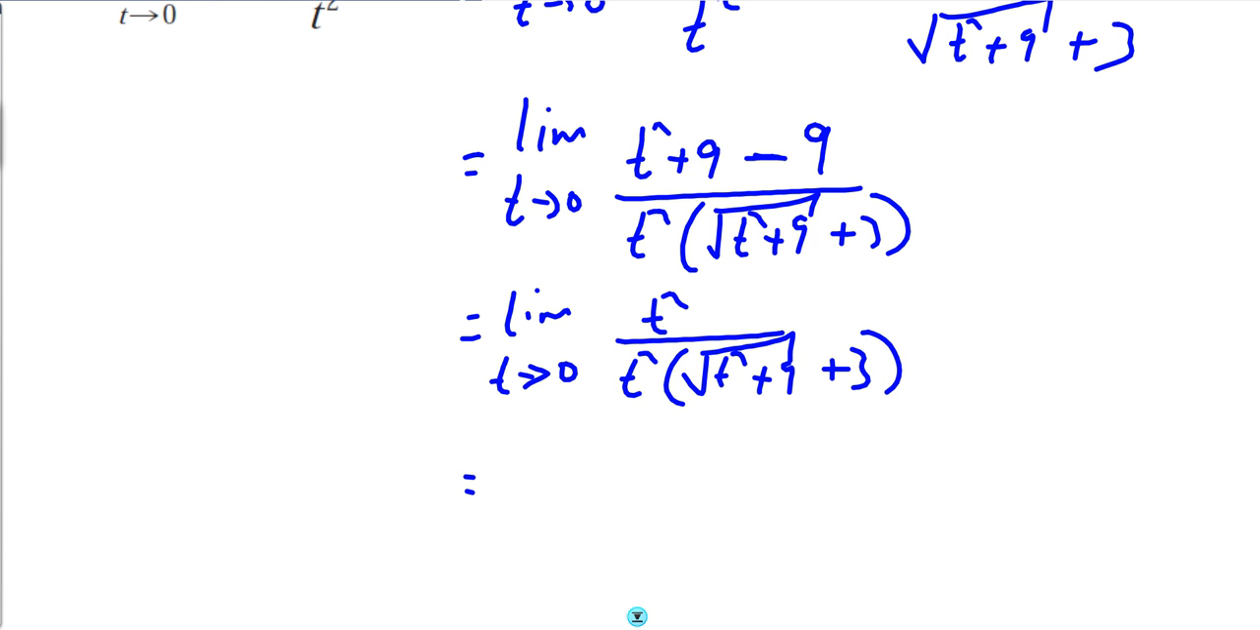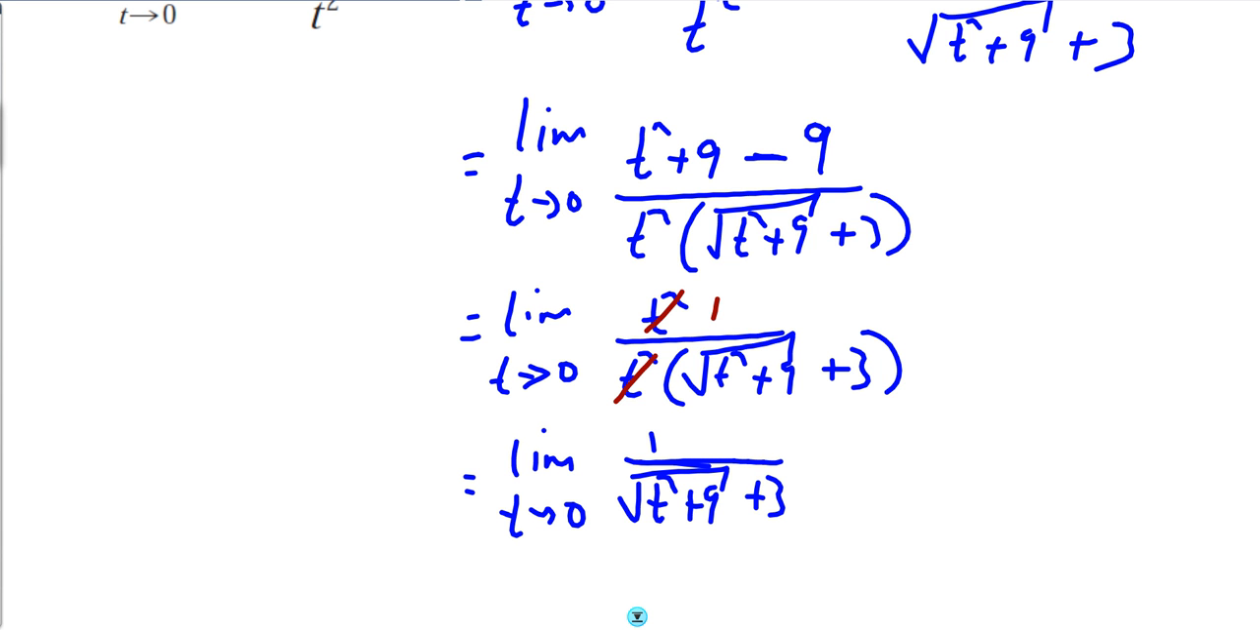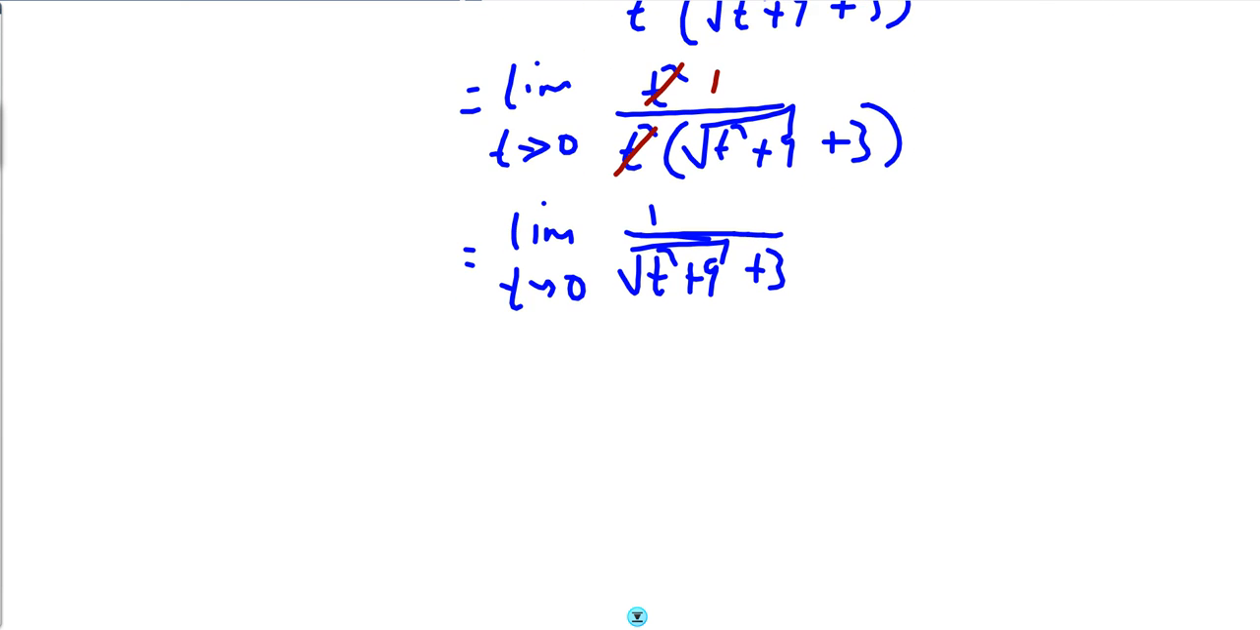And now the t squared can cancel out to give us the limit as t approaches 0 of 1 over square root of t squared plus 9 plus 3. And now if we substitute t equals 0, the denominator is not 0. The denominator will be 6. So it's 1 over 6. Okay, thank you.